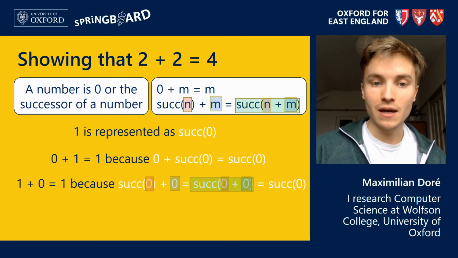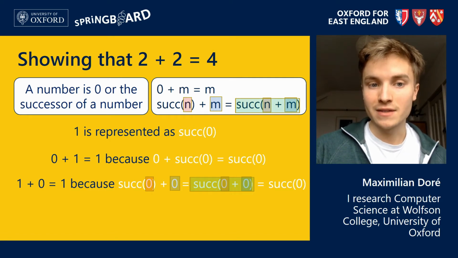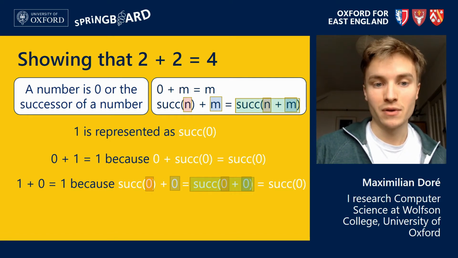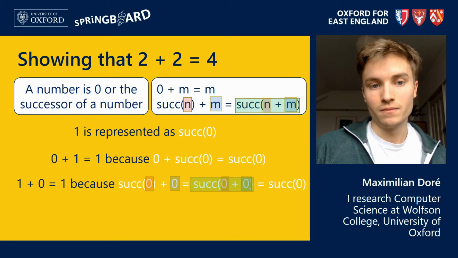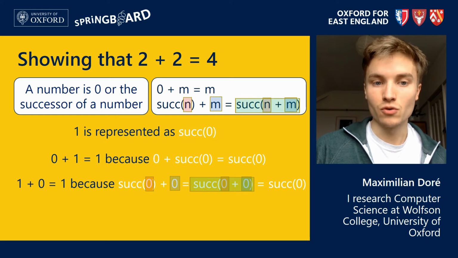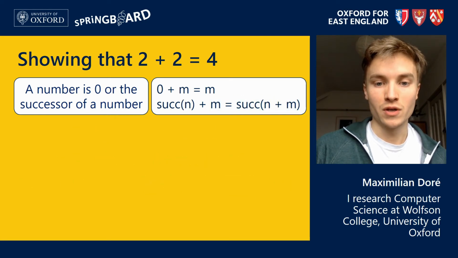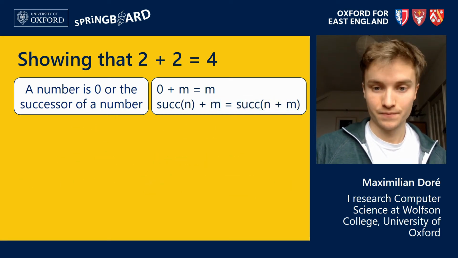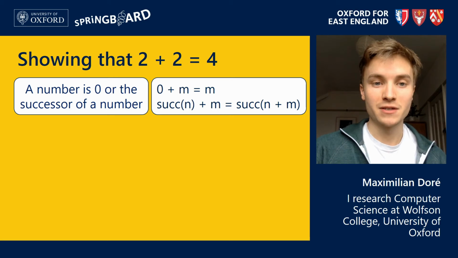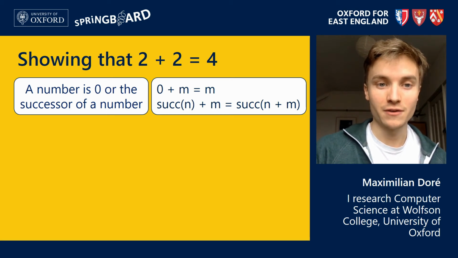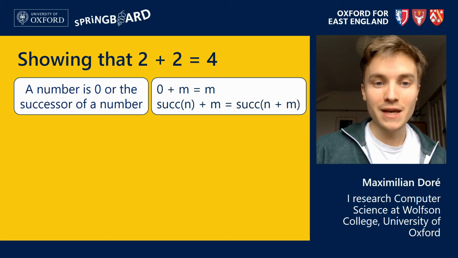And this idea allows us to kind of shrink the size of n in each step. So we know that 1 plus 0 is just the successor of 0 plus 0. And 0 plus 0 is just 0 by the first rule. So we know 1 plus 0 is 1 as well. So now I invite you to try to calculate 2 plus 2 equals 4 just by following these rules. So if you want to do that, just pause the video.